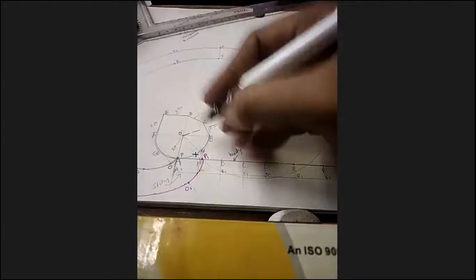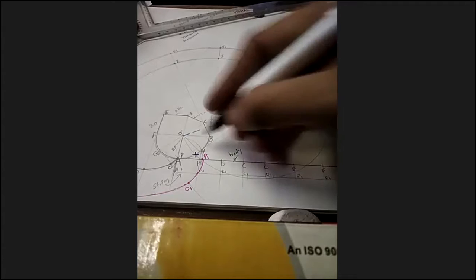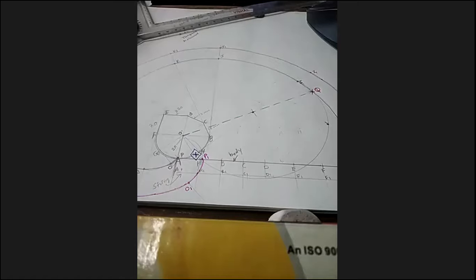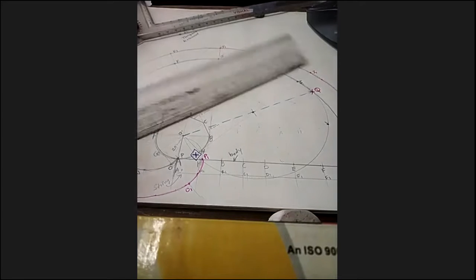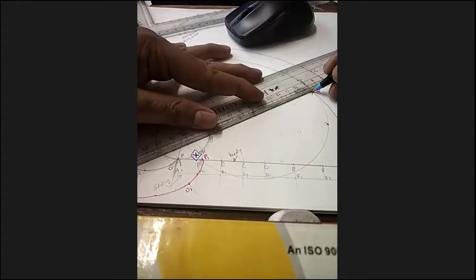Okay, so this newly drawn semicircle is intersecting the base at some point here. Now we need to join that point and our given point.